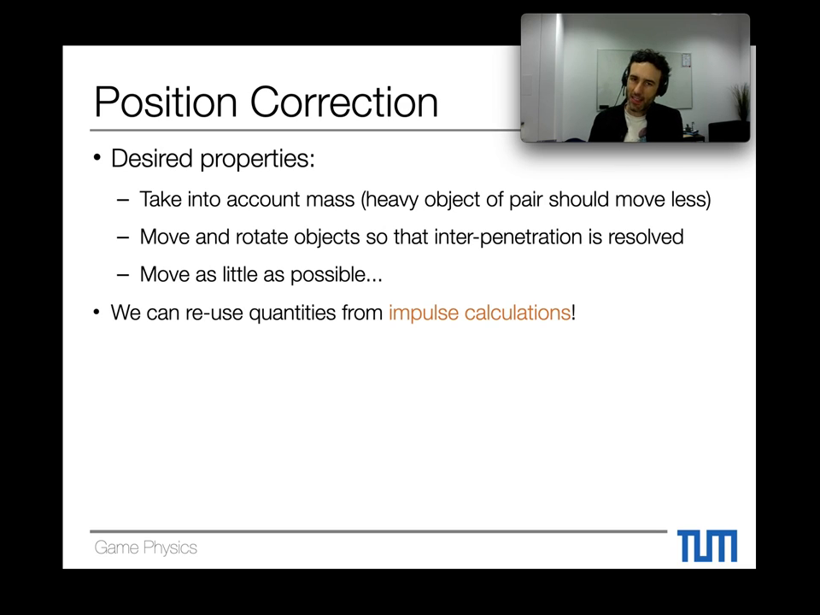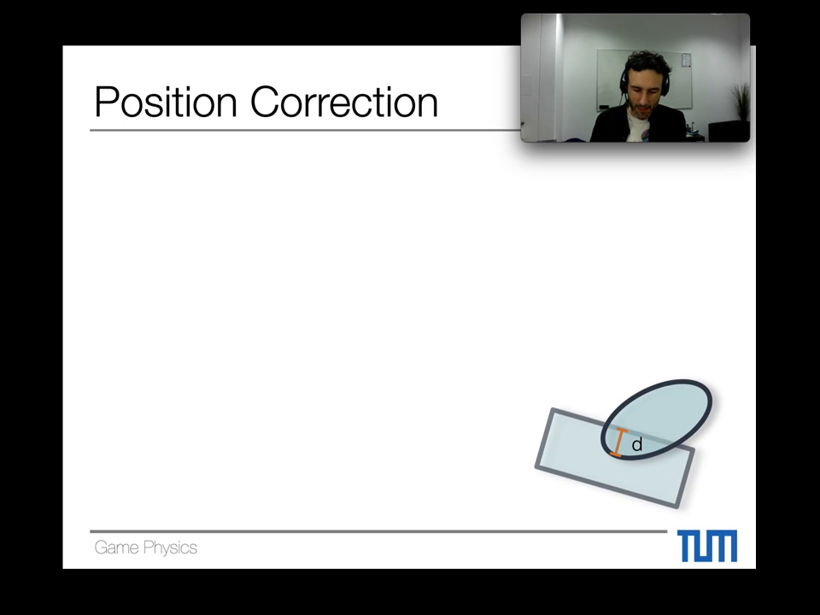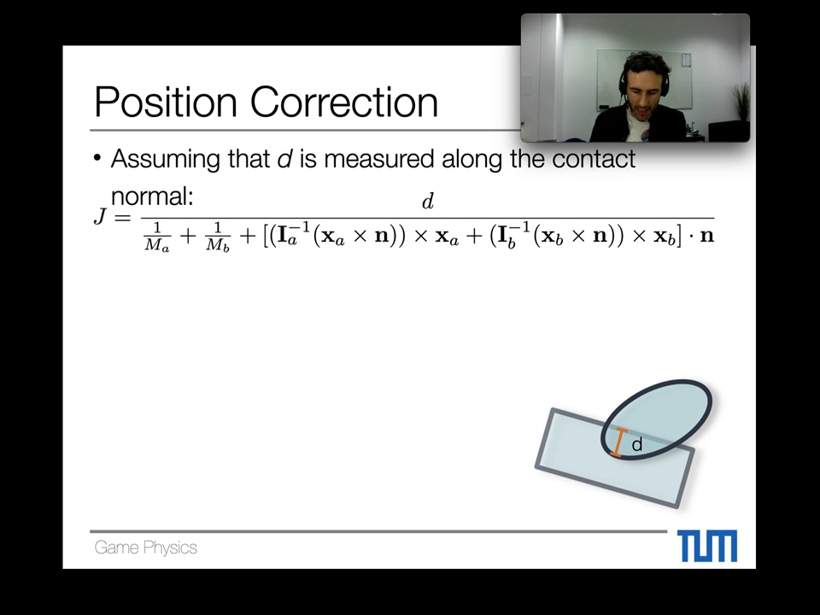So again, coming back to impulse, what we can do here is that we actually apply an impulse. So here, this should look familiar now. This is the same as before. For a pair of objects A and B, the whole linear and rotational parts of the impulse along some normal.